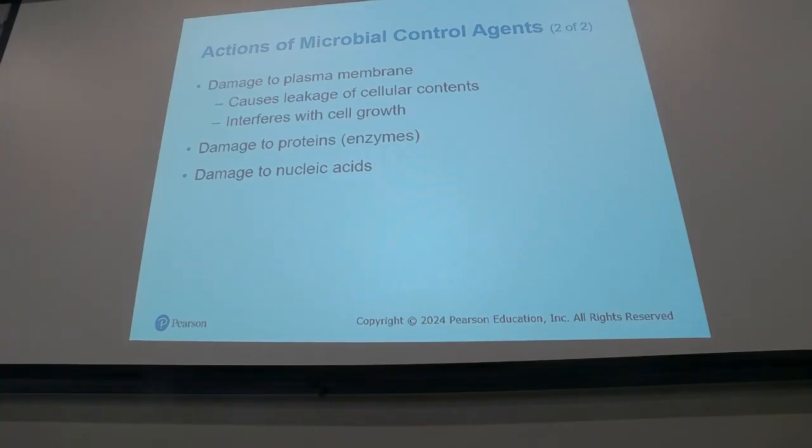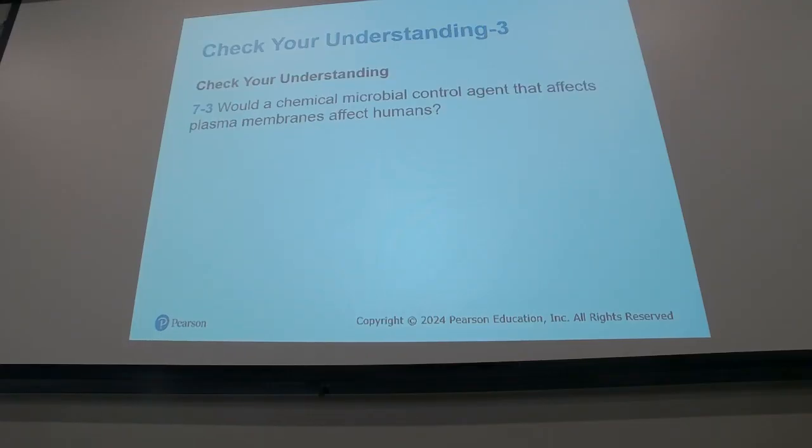Damage to the proteins, enzymes specifically. If you damage the proteins, the enzymes, the metabolism of the microbes is gone. And damage to the nucleic acids. You can break down DNA, RNA, and then you will have consequences. So that's how you have these actions of these disinfectants.